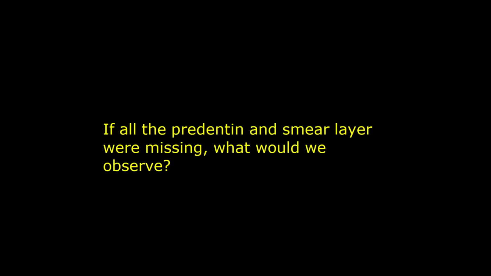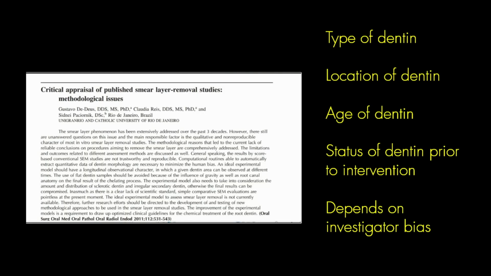The question is, if all the predentin and smear layer were missing, what would we observe? And the answer is, it depends. What does it depend on? Well, it depends on the type of dentin. Is it sclerotic dentin, irritation dentin, primary dentin, secondary dentin? It also depends on the location of the dentin. Dentin is different coronally than midroot than apically.